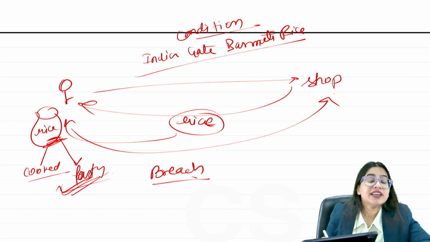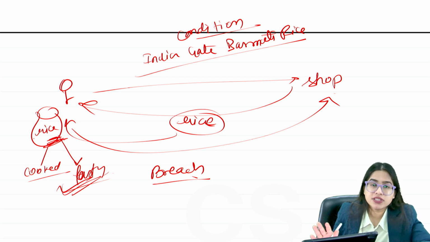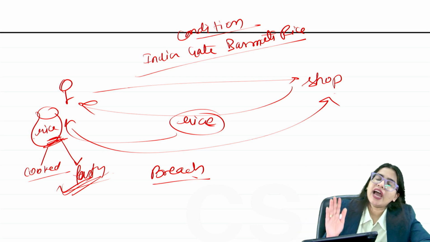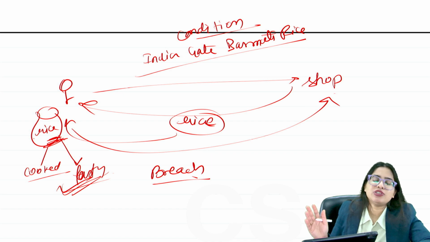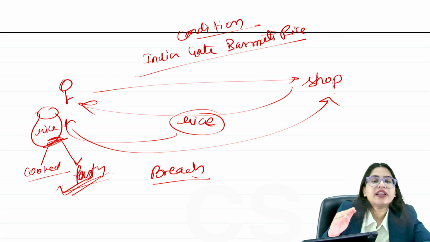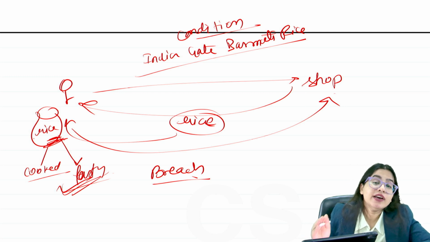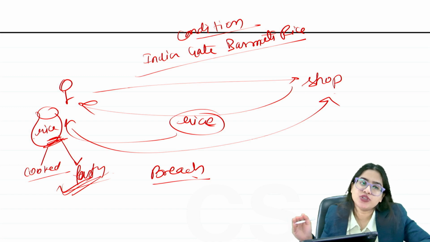So here, even if there is a breach of condition, the buyer is saying, no, it's okay, I will keep this rice, I will not cancel the contract, I will treat this breach as a breach of warranty. So here, the buyer is voluntarily treating breach of condition as a breach of warranty.